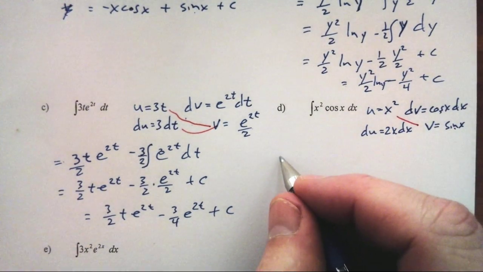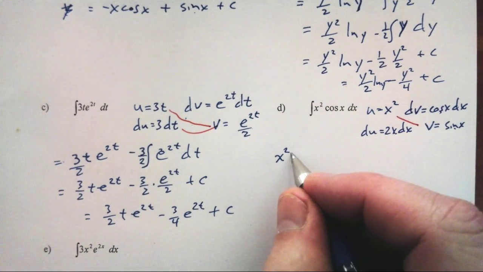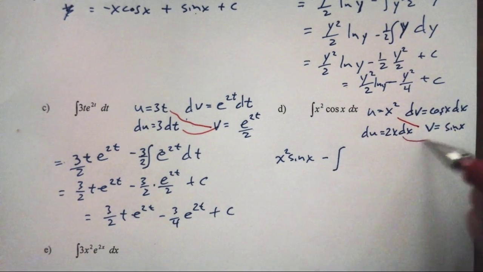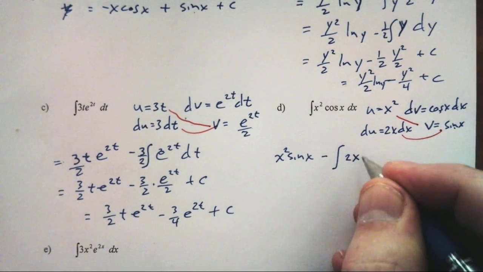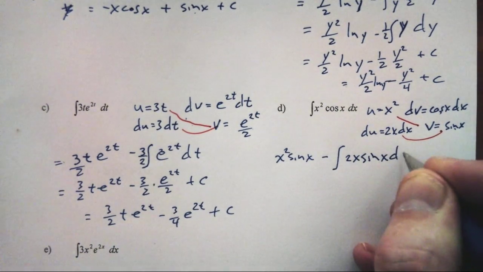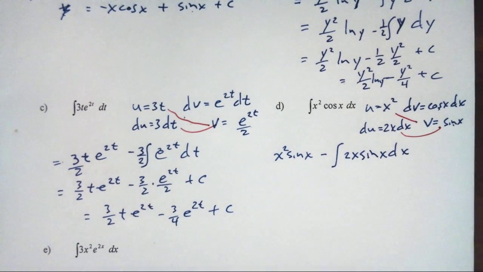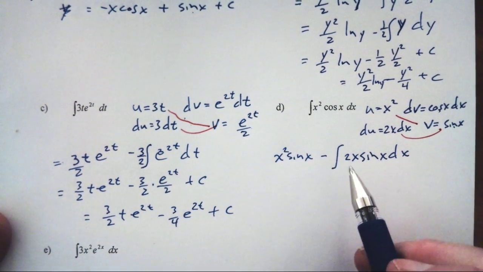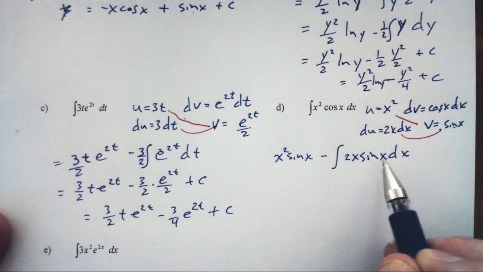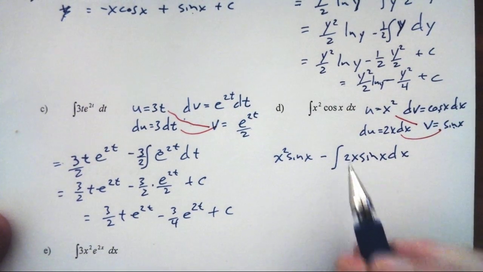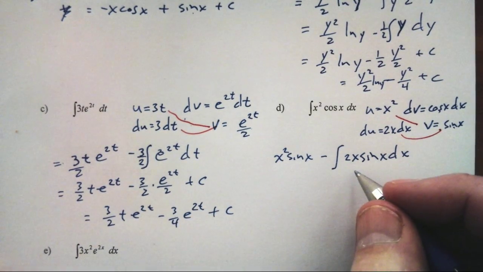I want u times v, so I have an x squared sine of x, looks good, minus this. I've got a 2, I've got an x, I've got a sine of x, and I've got a dx. And now all I have to do is find the integral of this, and I can't find the integral of that directly. Can I u du substitute? Well, if u is 2x, the derivative of that's 2, doesn't pick up the sine. If u is sine, the derivative of that's cosine. I have no accounting for the cosine, so I'm going to u dv again.